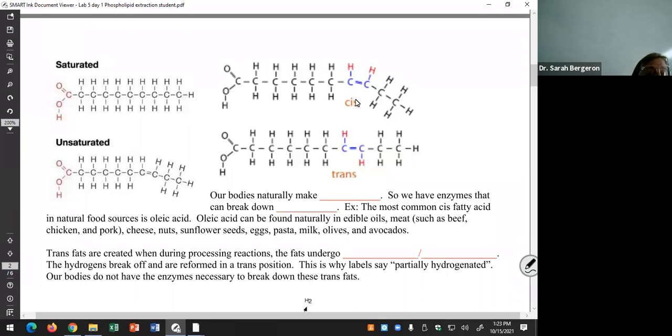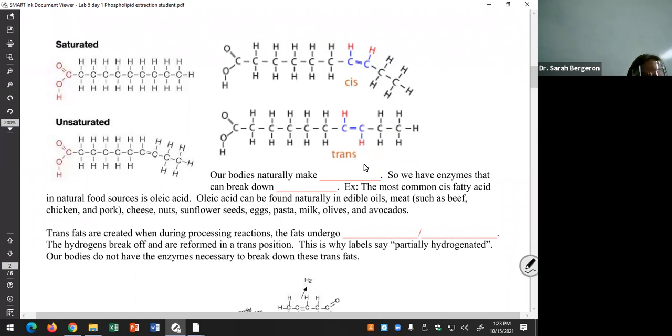So naturally, you don't form these. These are not found in the body. These are not found in animals that we eat. They're not found in plant fats. They're just not found in nature. So our bodies naturally make cis fatty acids. And my abbreviation for fatty acids is FA.